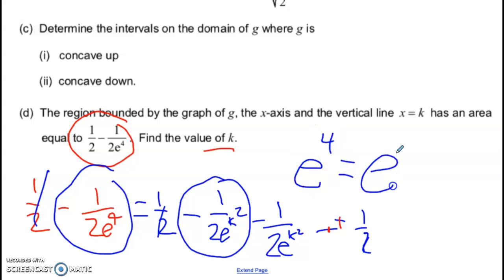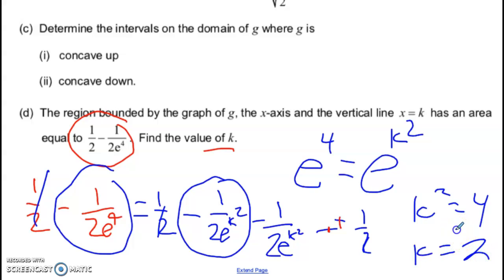has to equal e to the k squared. And that means that k squared has to equal 4. That means k has to equal 2, plus or minus officially. And k doesn't have any restrictions, so k could be plus or minus 2, I believe. And that is the answer to that one.